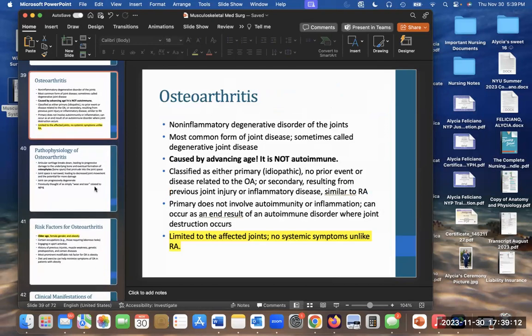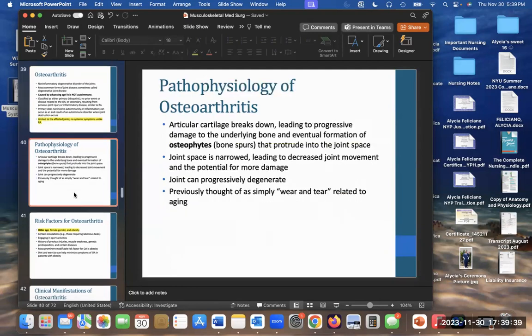Now we have osteoarthritis. Do not get this confused with rheumatoid arthritis. Rheumatoid arthritis is autoimmune. Osteoarthritis is not really inflammatory. It's not systemic like rheumatoid. We have inflammation and tenderness in rheumatoid, but it's not like that here. It's a form of the joint. Some joints are affected, but it's mainly caused by advancing age. There's really no inflammation and things like that.